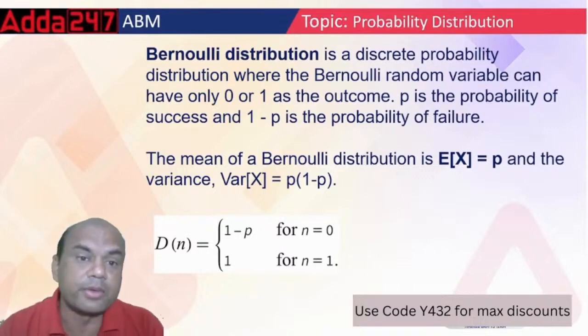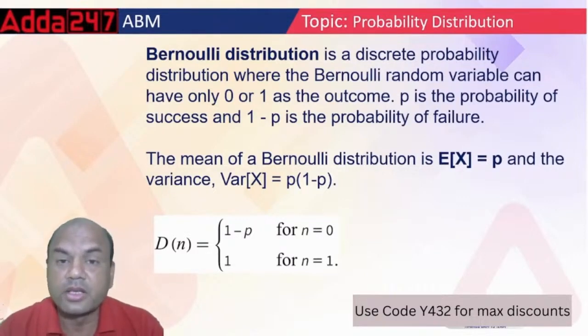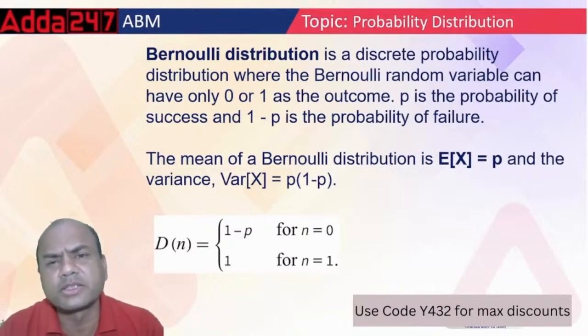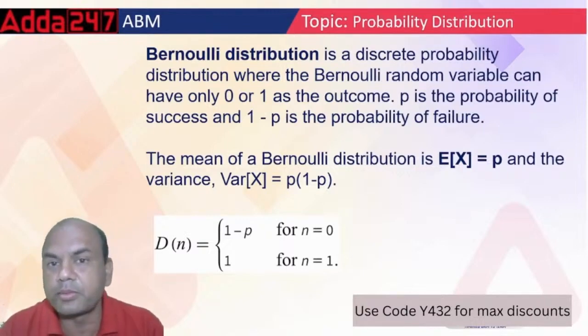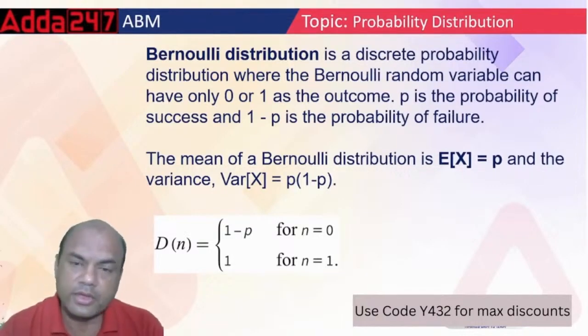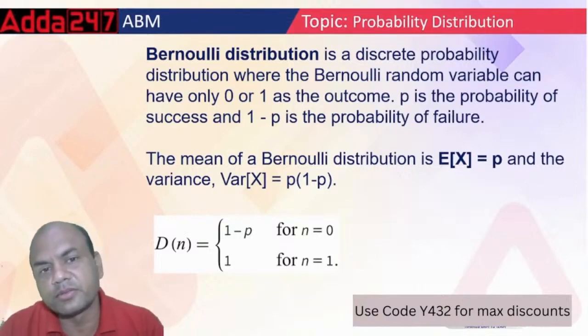It's an important topic, okay? Roughly around 8 to 10 marks. Consider 8 marks roughly for probability distribution. And in this probability distribution, you have three types: one is Bernoulli, second is binomial, and third is Poisson. So we'll study one by one now.